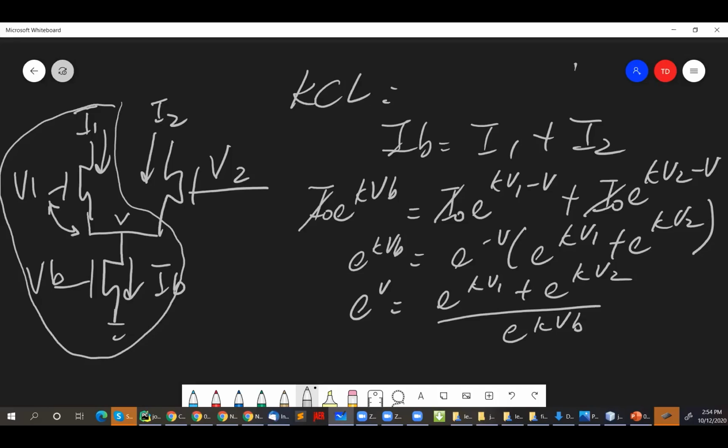Okay, so then you can compute V from here. So V is the log of these two things. I mean, this whole term here, which I won't write out again.